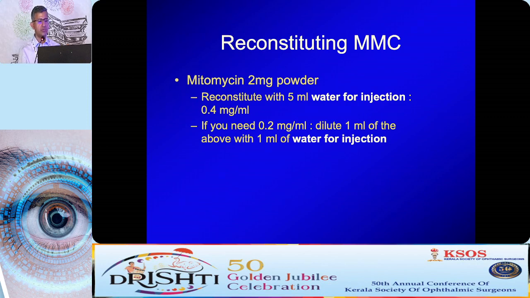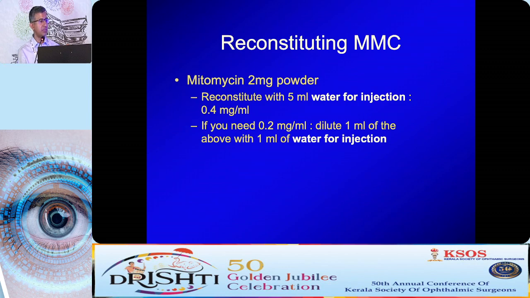So you reconstitute with 5 ml of water for injection. It's important not to use BSS because that's not what's supposed to be used. When you do this, you get about 0.4 milligram per ml. If this is what you want to use, you just use that solution from the bottle the same way. If you need 0.2, you take 1 ml of this, dilute it with 1 ml of water for injection and use that. So the dilution is very important.